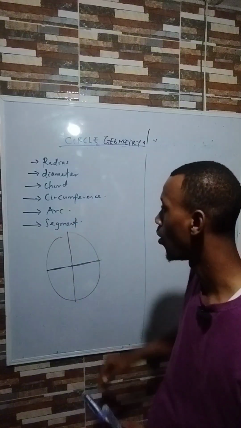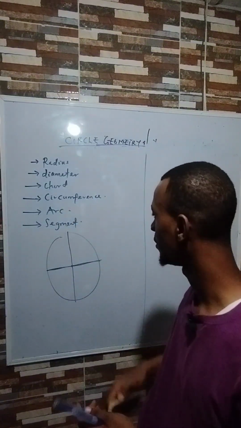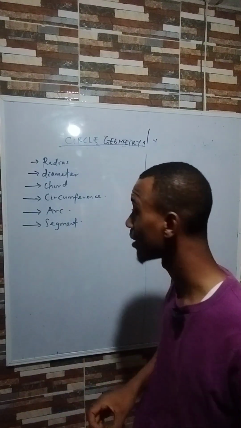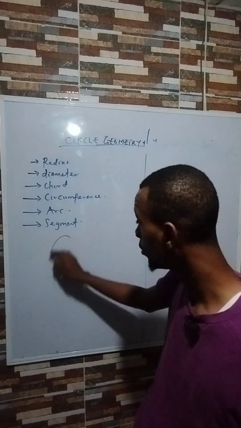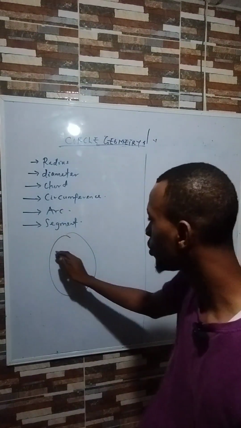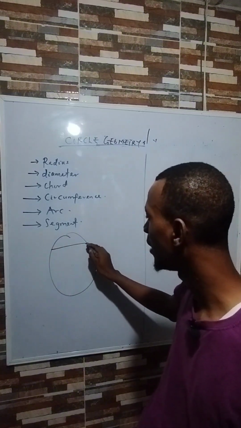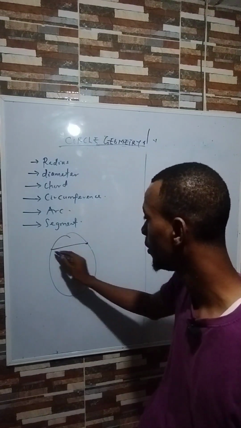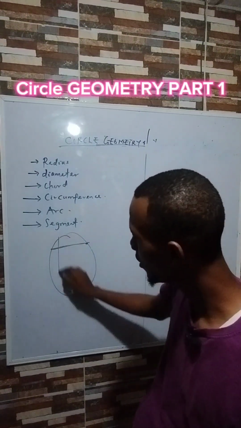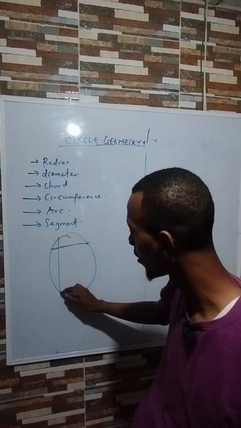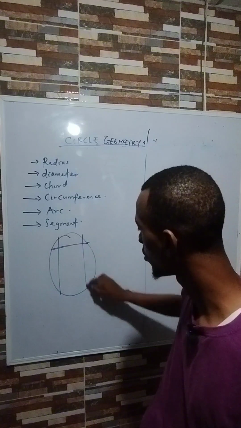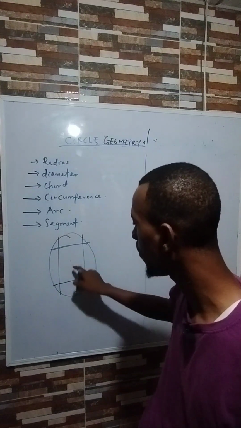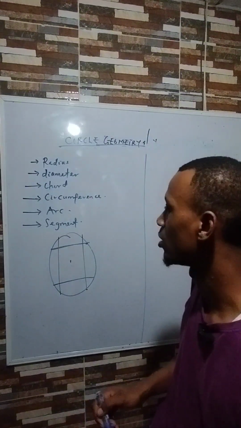Now, having said this, we need to understand that there are little similarities between a diameter and a chord. A chord is a straight line that touches the circumference of the circle at any two given points. This is a chord, it's a straight line. If I draw it this way, it's also a chord, in as much as it's touching the circumference of the circle at any two points. This is also a chord here, in as much as it is not passing through the center of the circle, it is called a chord.